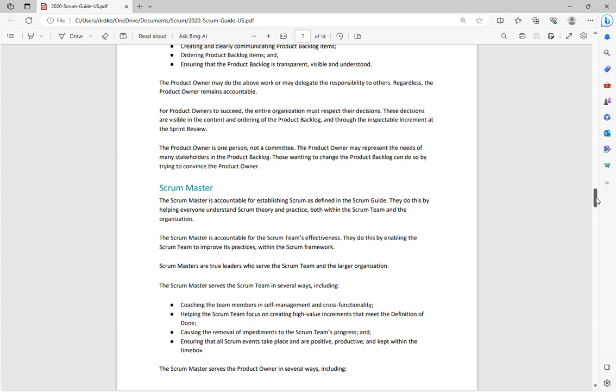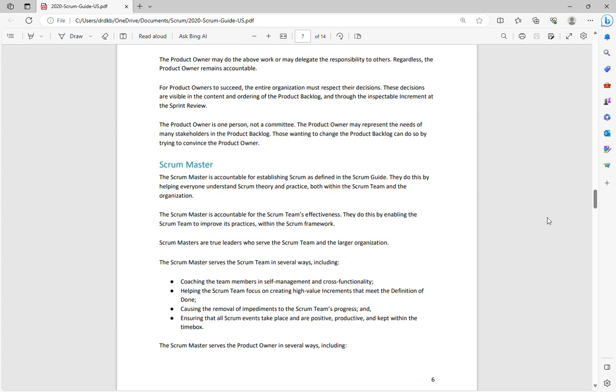Next is the roles and responsibilities of the Scrum Master. What are the roles and responsibilities of the Scrum Master? We'll be seeing in this section here. The Scrum Master is accountable for establishing Scrum as defined in the Scrum Guide. They do this by helping everyone understand Scrum theory and practice, both within the Scrum team and the organization. The Scrum Master is accountable for the Scrum team's effectiveness. They do this by enabling the Scrum team to improve its practices within the Scrum framework.